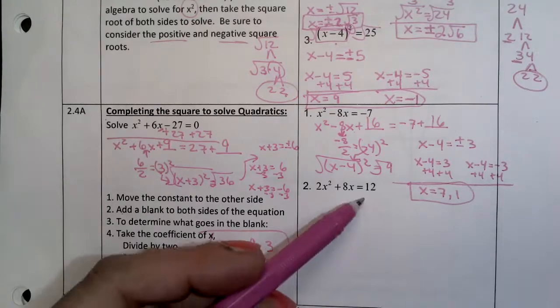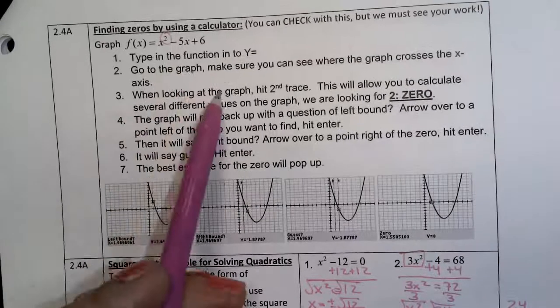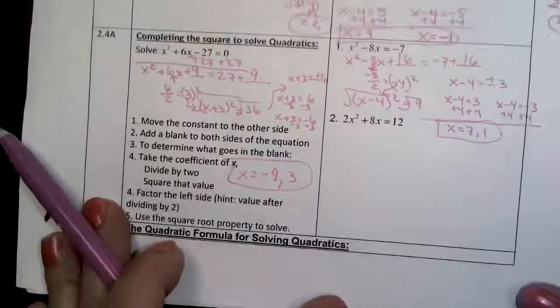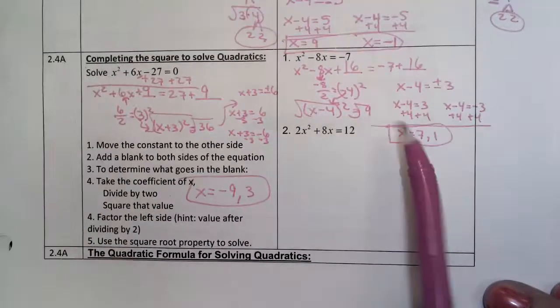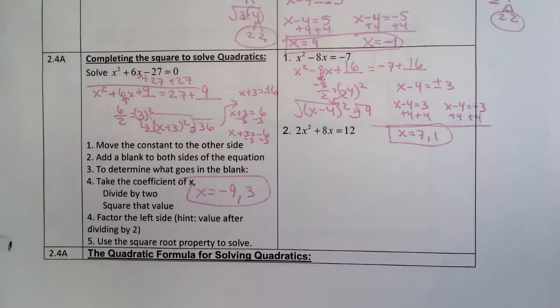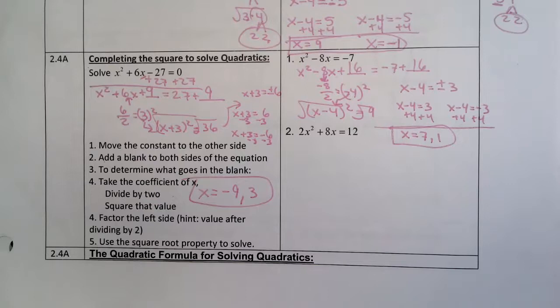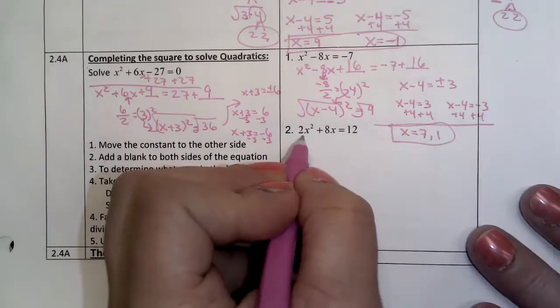You can check your work this way. Okay, we're still finding the zeros. We're finding x. Okay, so that's fine. You can still do that to check your work, but we want to see the work done here. Okay, if I say complete the square, I want you to complete the square. Okay, so this one right here is going to be a little bit different.